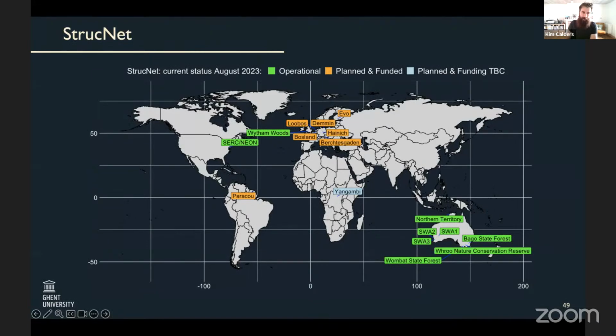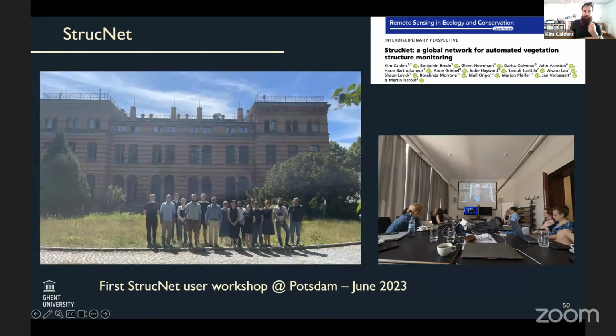We are hoping that this map will grow very quickly. We only started with consolidating this idea of StructNet in June this year. We had a meeting in Potsdam, the first user workshop, and we published this paper around how we see what our vision is with this network. So if you're interested in this, definitely email me. A website will be coming soon as well, where we will provide more background and information about it.